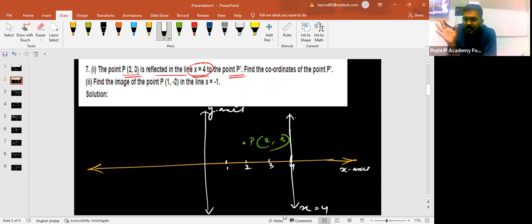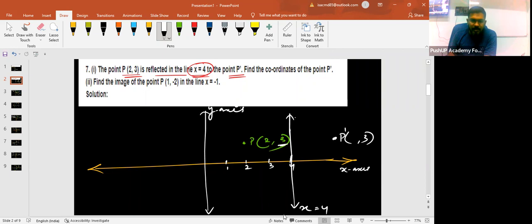Children, what is x is equal to 4? It is a line which is parallel to the y-axis. So is there any change in the y-coordinate? No change in the y-coordinate. So 3 will remain what? 3 itself. Imagine here is your point P dash. There is no change in the y coordinate, so 3 will remain 3. We have to just think what should be the x coordinate.